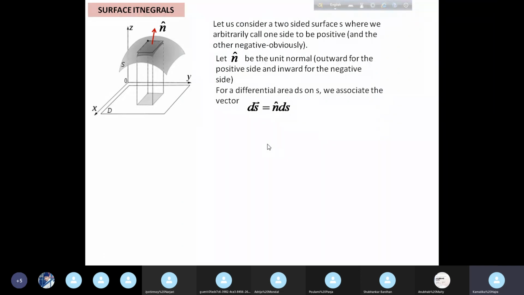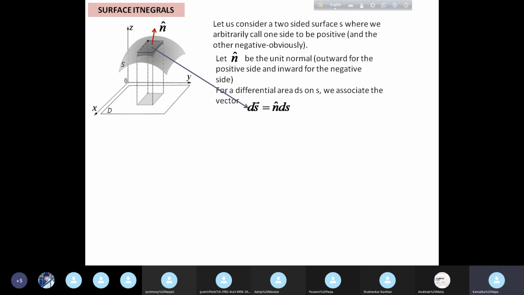Now we take a differential area ds on S. This shadowy portion over here, we call it ds, which is a very small area on S. And you see we are associating a vector with this area. We are giving this area a vector sign, where the vector ds is actually n cap ds.